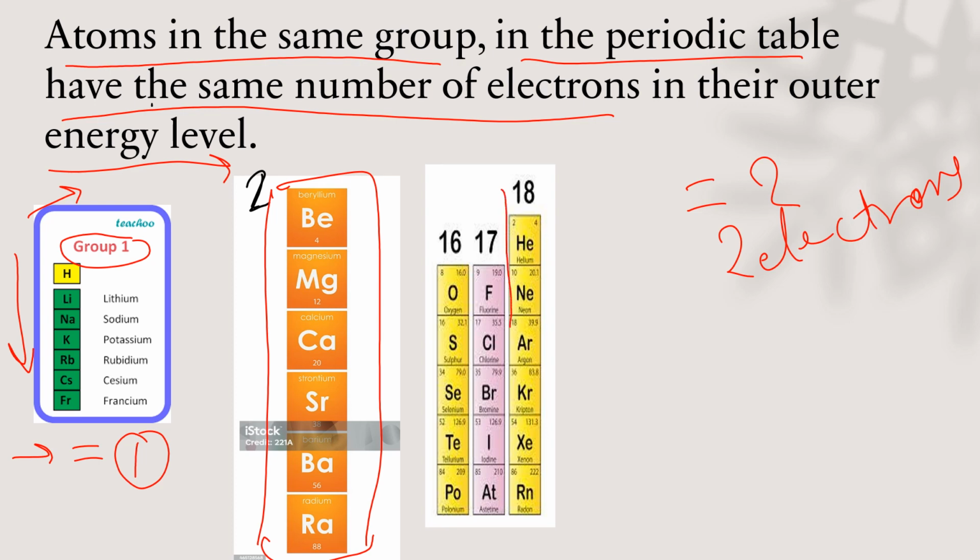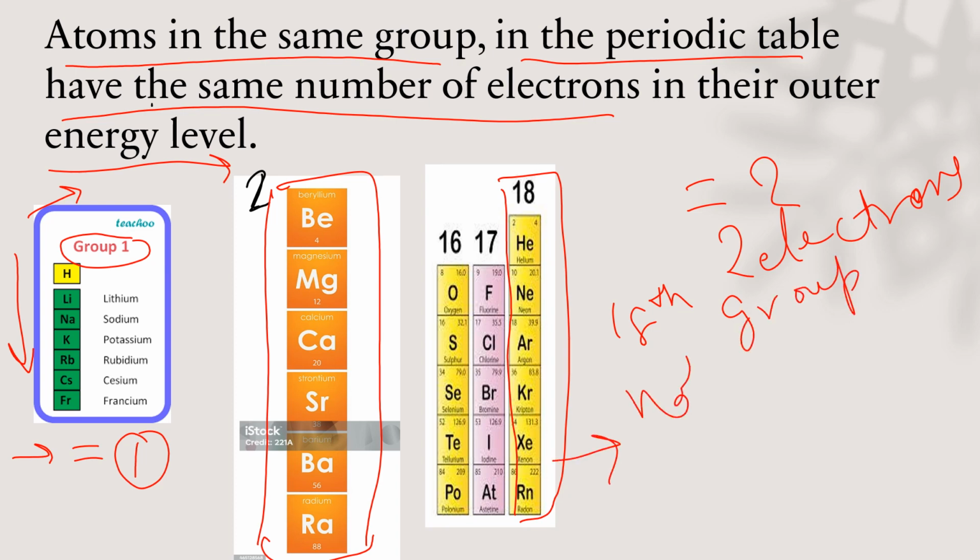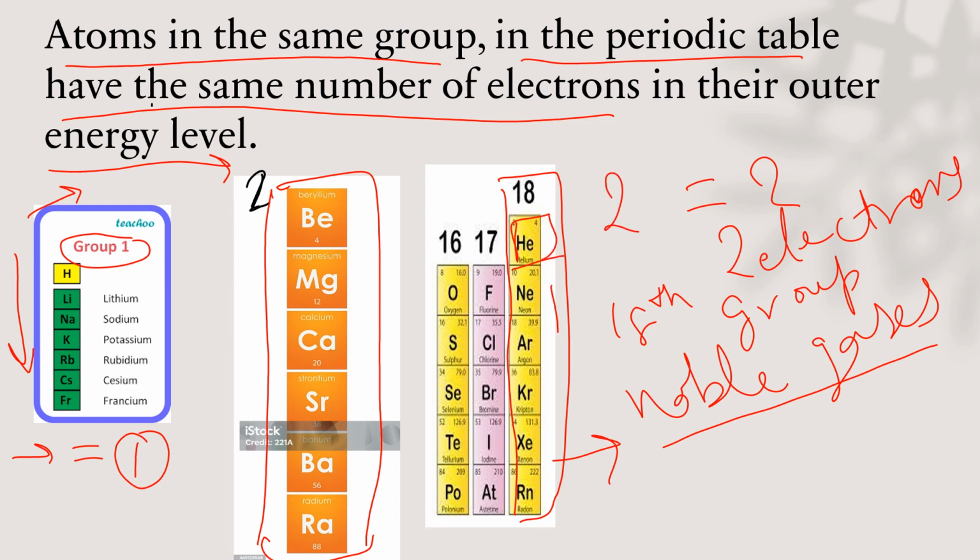This is the 18th group, and these are the noble gases. They are non-reactive gases. Except helium, which has 2 valence electrons, all the gases in this group have 8 valence electrons. Their outermost energy level contains 8 electrons.